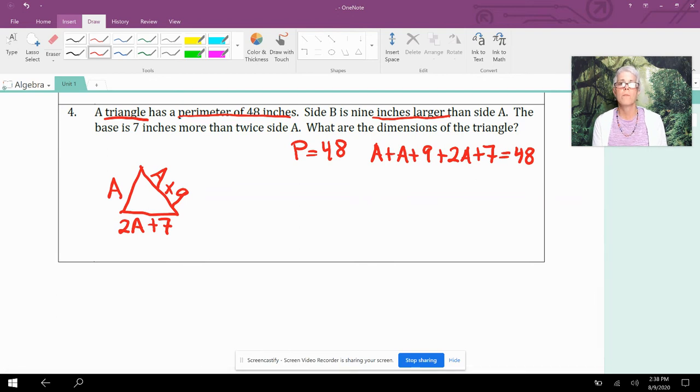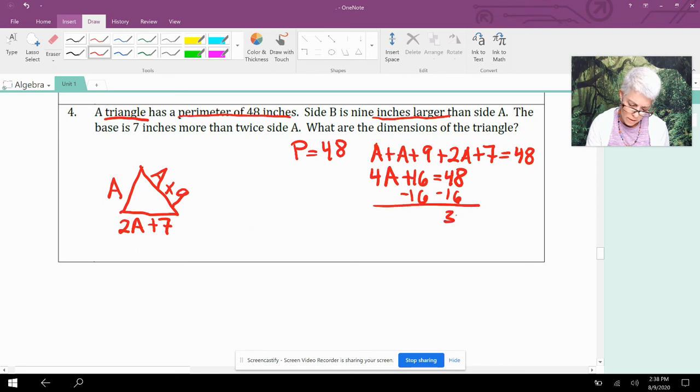I've got a lot of variables on one side of the equal sign. So let's combine those first. 1, 2, 3. I've got 4 A's. And then I have 16. Now it's a two-step equation. So let me go ahead and quickly solve that. 4A gets brought down. Divide both sides by 4. A equals 8. Now, if I stop right there, the problem's going to be wrong because we have to look at the question because the question doesn't want to know what A is.